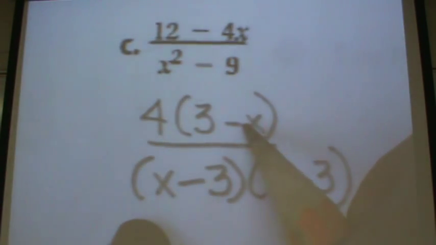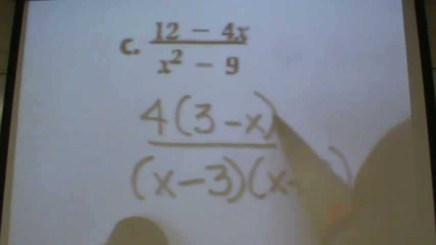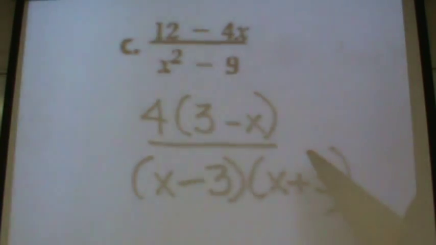This x is a negative x, this is a positive x, this is a positive 3, that's a negative 3. It's a minus, so you can't flip them. You can cancel them out, but you've got to insert a negative 1 in place.